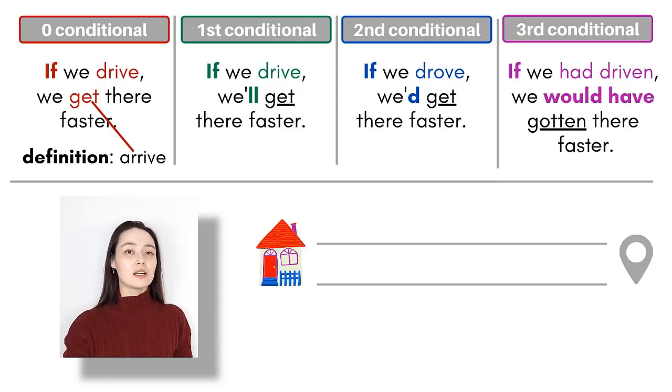0 conditional. My husband and I work in the same office. Sometimes we walk, sometimes we drive. If we drive, when we drive, we get there faster. Of course, driving is faster than walking. Remember Miss Obvious?